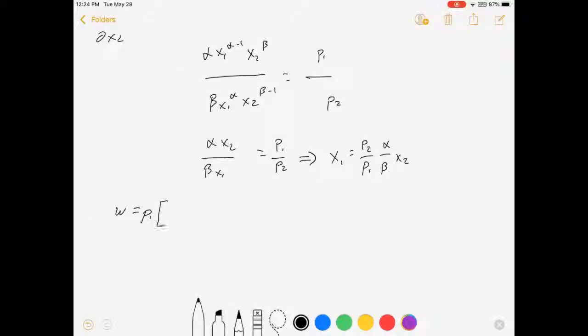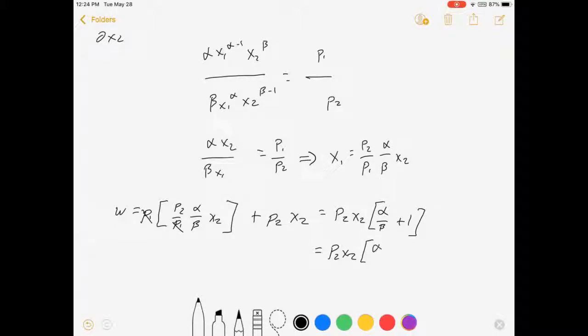p1 times x1 plus p2 x2, and this is all going to equal, let's see, the p1s cancel, so this is p2 x2 times alpha over beta plus 1, equals p2 x2 times alpha plus beta over beta. And all that's equal to W.